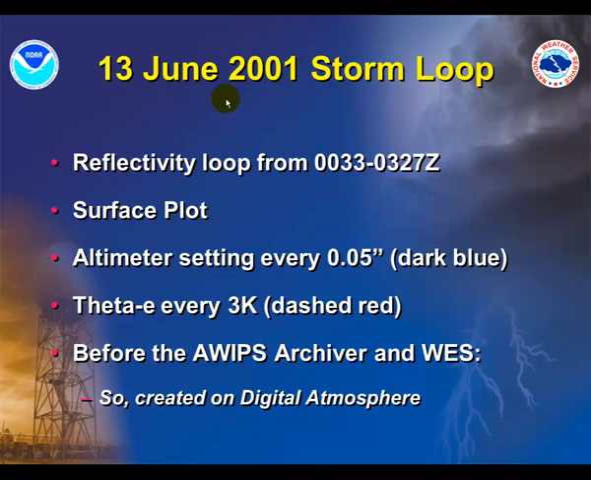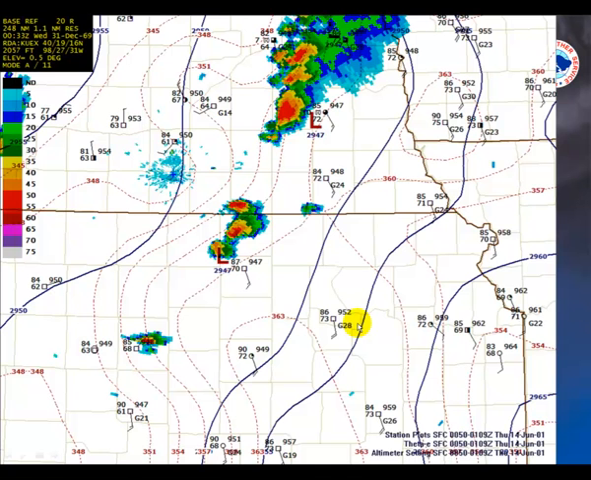We're going to look at a 3-hour reflectivity loop quickly. Overlaid on that is the surface plot, and also an altimeter setting every 0.5 inches, theta E every 3K, and that's a dashed red. And this was before, like I said, the AWIPS archiver in the west, so it was created in Digital Atmosphere.